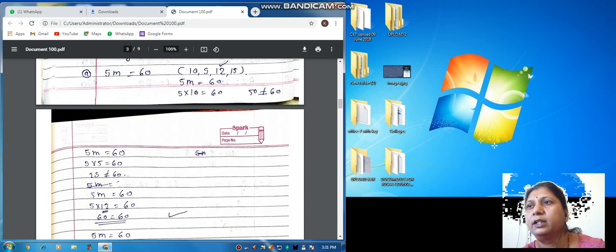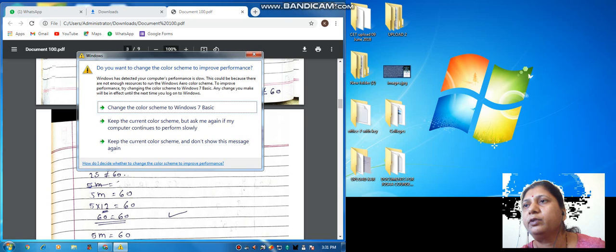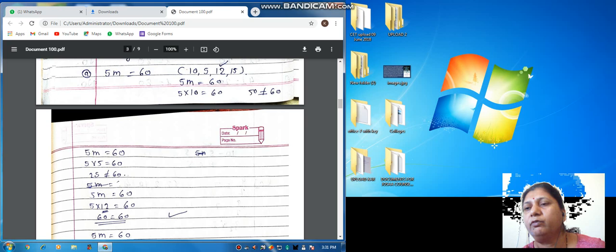That is 12. 5m is equal to 60. Now we have to take the value of m as 12. So 5 into 12 is equal to 60. 5 twelves are 60. See here, 60 and 60 are equal. Left hand side and right hand side are equal. So this is the solution of the equation. So we have to tick it here. Get it? That means it is the solution of our equation.